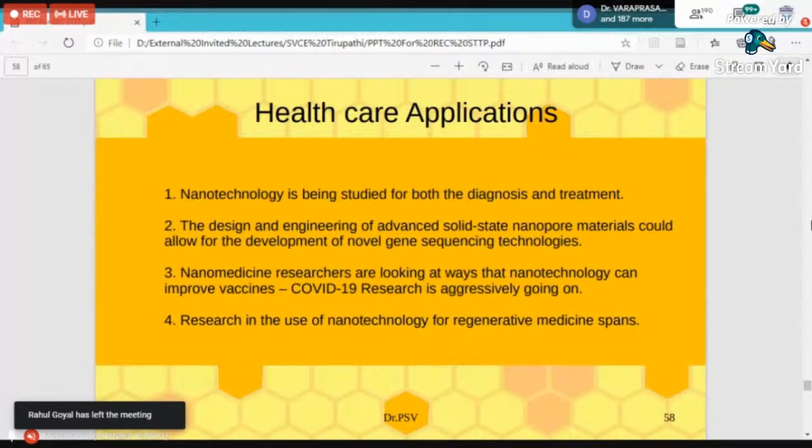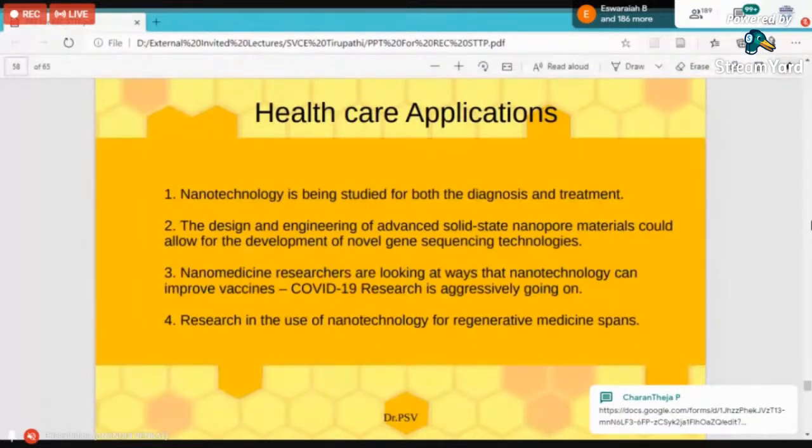Then, nanomedicines. Researchers are looking at different ways that nanotechnology can improve vaccines. And finally, we can get vaccines for the COVID-19 situation. Research is aggressively going on, and we expect the vaccine may come by the end of this year. Research is also on the use of nanotechnology for regenerative medicine. So the lifespan of the medicine can be increased using nanotechnology. So these are all for healthcare.